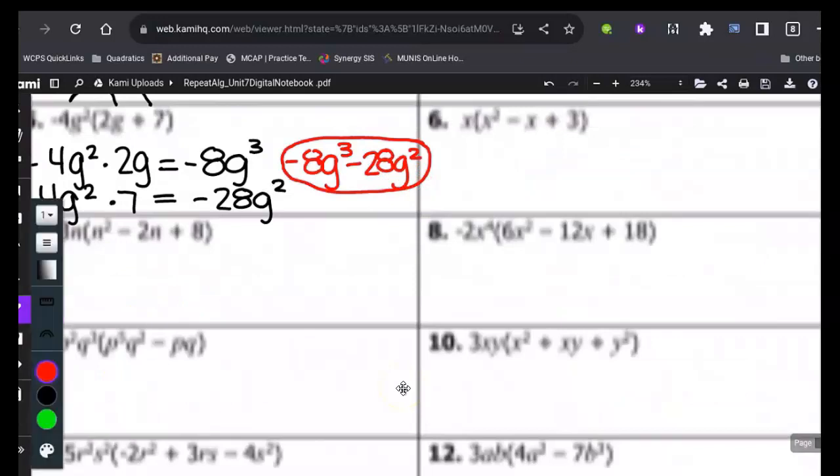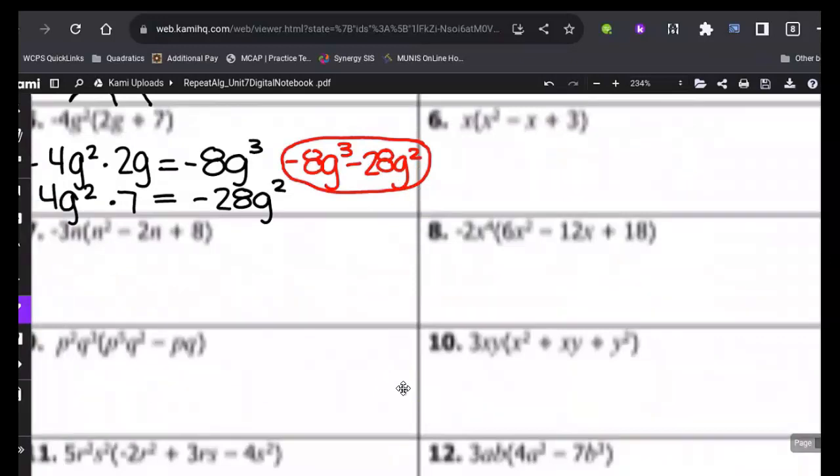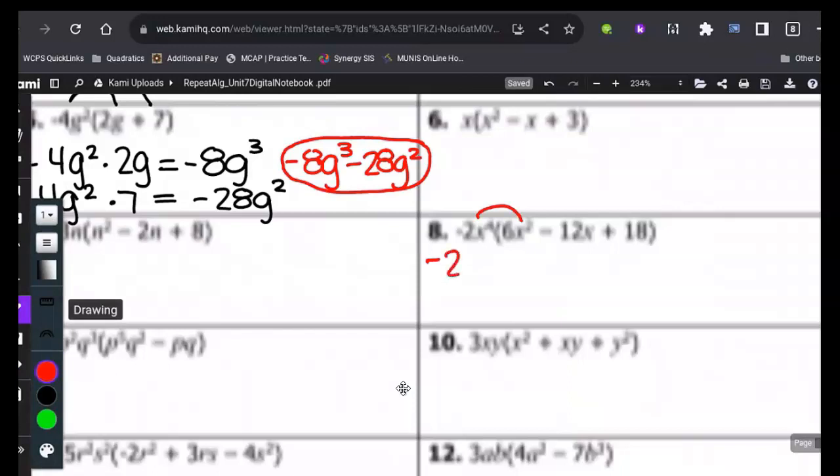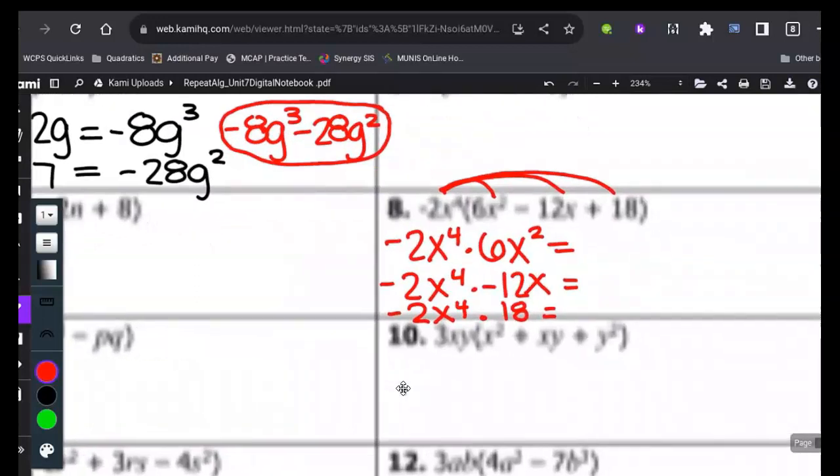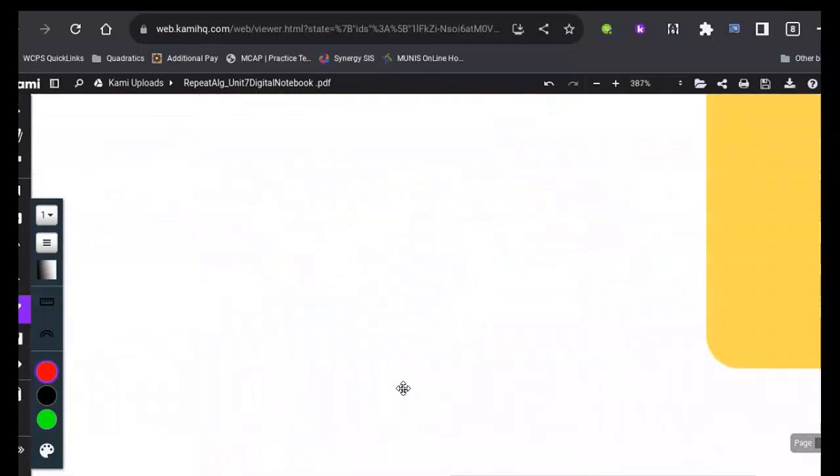So for number 8, we're going to distribute the negative 2x to the fourth power. So we'll write negative 2x to the fourth power times 6x to the second power. Then we're going to do negative 2x to the fourth power times negative 12x. And the last term, negative 2x to the fourth power times 18. So we use the distributive property. Now we're going to multiply the coefficients and add the exponents.